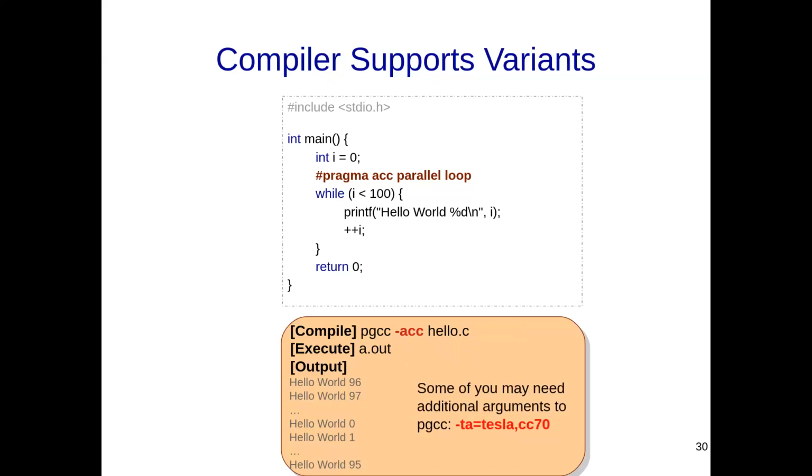But in case it doesn't, depending upon the GPU you have, the NVIDIA compiler you have installed, and the NVIDIA driver you may have, you might have to specify some additional parameters like -ta equal to Tesla, cc70 and so on. Just try out these arguments also in case your code is not initially giving you this parallel output.